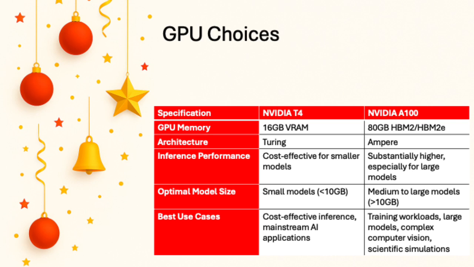So the T4 is perhaps more suited to your model execution workloads, whereas if you've got to train models with lots of data, then the A100 is a much better suited scenario for that. Complex models with vision and scientific simulations and so on.